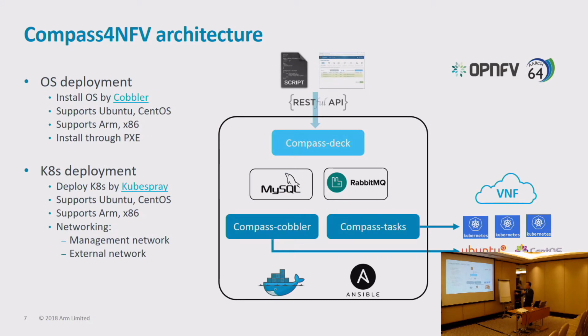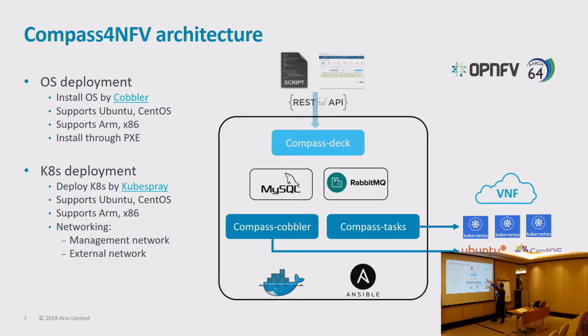Now the Compass4NFV architecture. You can see here the major components of the Compass4NFV jump host. At the upper level, the Compass stack is a container running all the API services. You can use command line scripts, or you can use a web UI, just through the RESTful API to control the whole deployment process and to inspect the results.